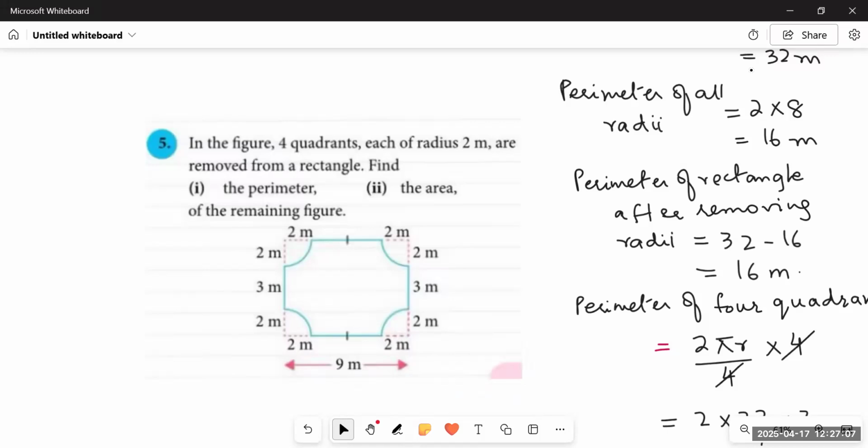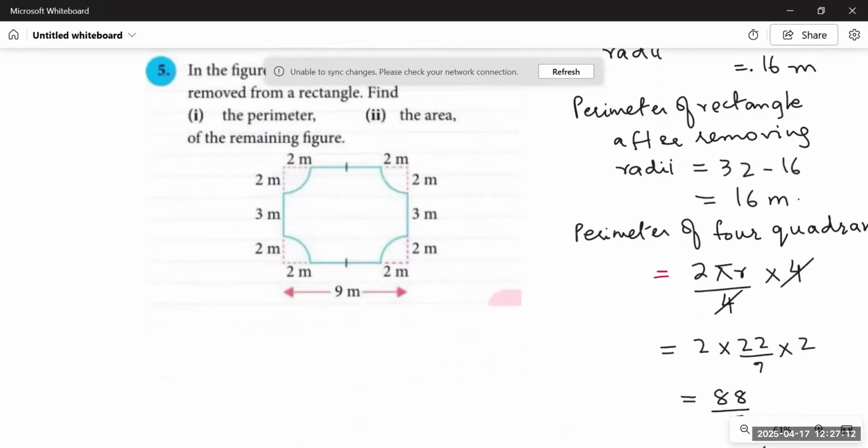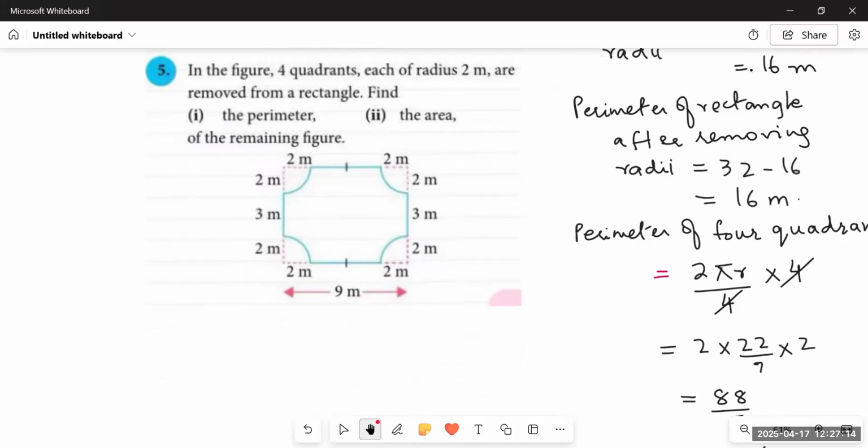Okay, students, let us first understand what we did. If we talk about the perimeter, we have to find out the length of all the outer sides of the figure, which includes the shaded blue line. So basically we have to find the perimeter of all the blue lines. If we talk about this blue line, it is 9 minus 4, because this 2 has been excluded from 9 and this 2 has been excluded from 9.